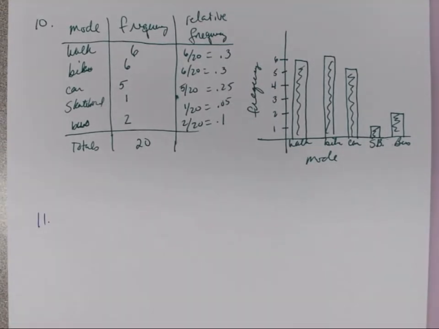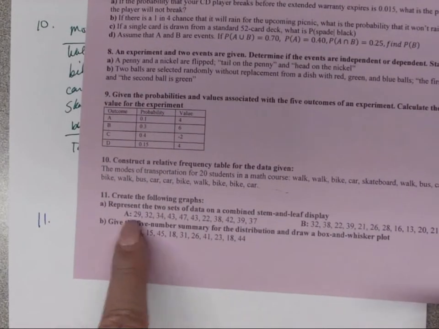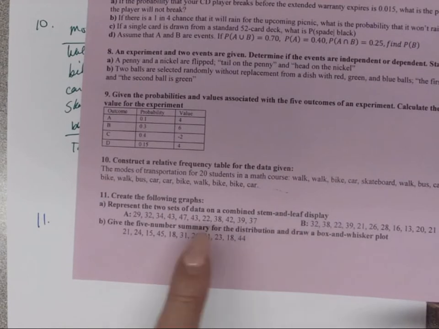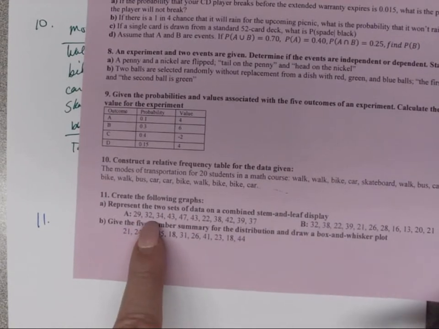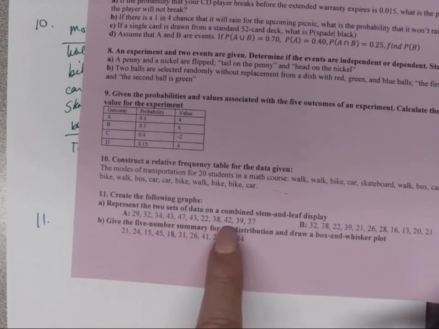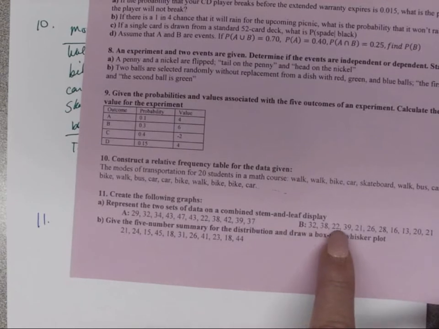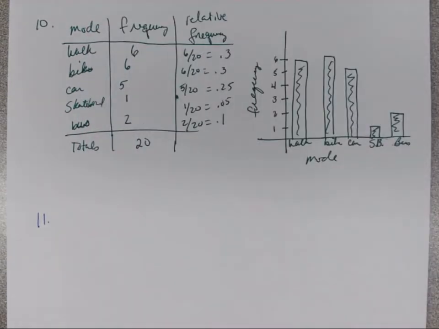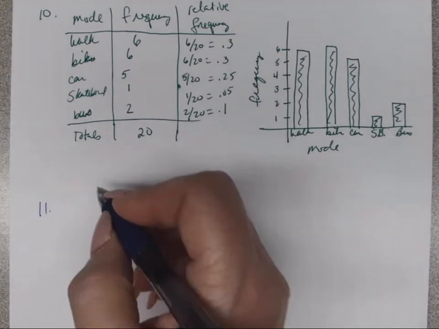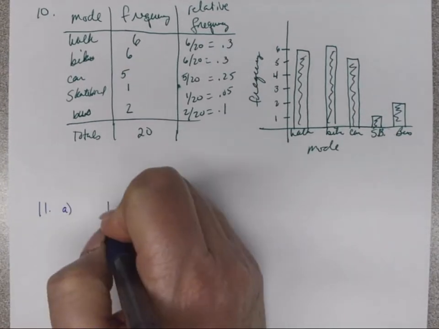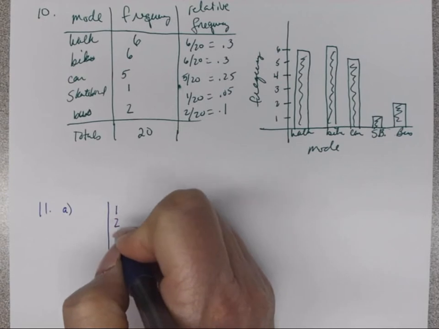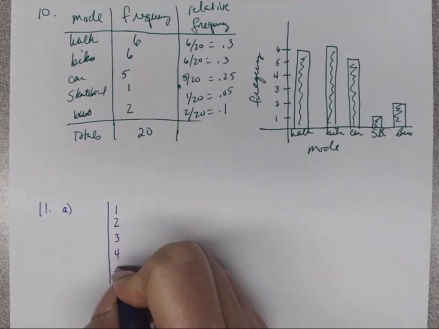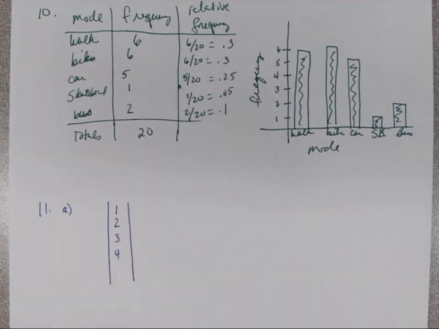All right, number 11, we're going to create some more graphs. So on number 11, represent the 2 sets of data on a combined stem and leaf display. So here's set A, here is set B. I see we have the 20s, the 30s, we've got 40s, here we've got 30s, 20s, teens. So we've got to go from the 10s to the 40s. So 1, 2, 3, 4 is all we need.